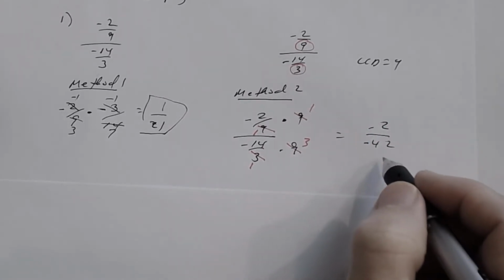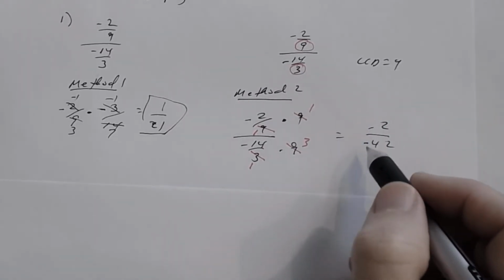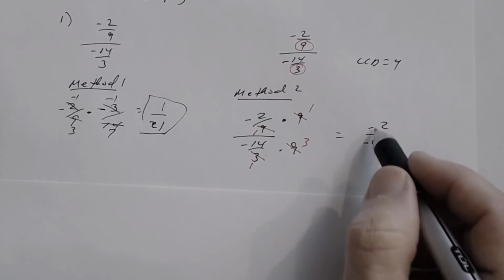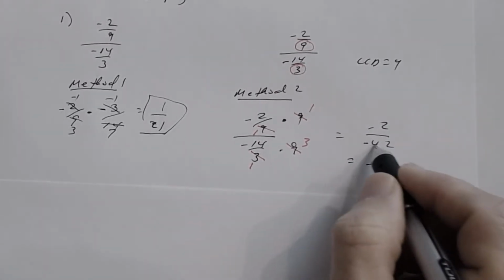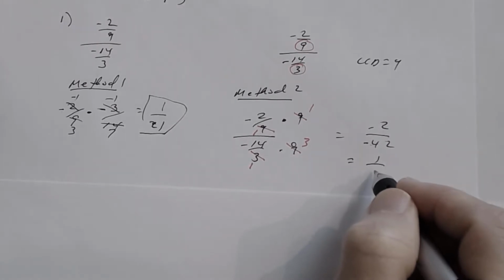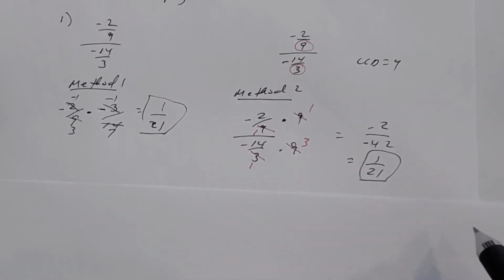Now they're both even, and also notice that a negative divided by negative is a positive. So since they're both even, they're both divisible by 2. So 2 divided by 2 is 1. 42 divided by 2 is 21. So you get the same thing.